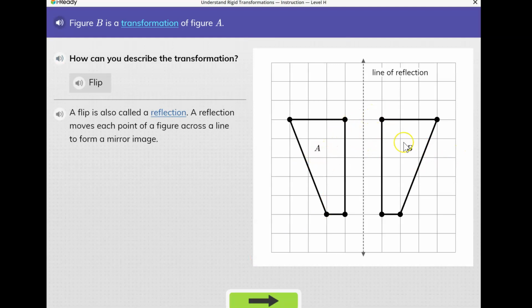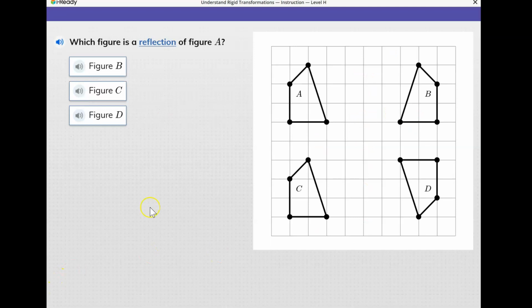So the flip is the same thing as a reflection. It gives you a mirror image across a line of reflection. So which figure is a reflection of figure A? When we want the same shape, or we want the mirror image, the opposite image. Is it B? Is it C? Or is it D? Well, we know this is D, because all we had to do was reflect into this vertical line. This is the line of reflection. Figure A is reflected to form figure B.